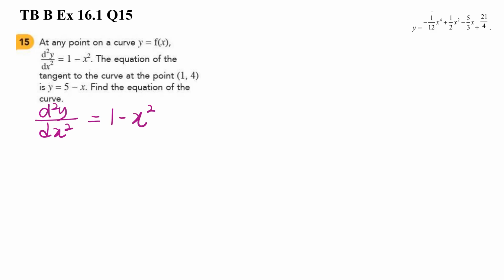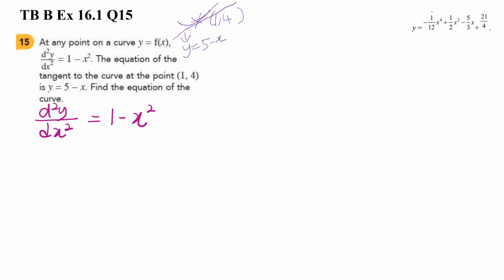All right, so you can actually start off with a diagram, just a curve. And then at this particular curve, you have a point (1, 4). And then you have a tangent. The equation of this tangent is y equals 5 minus x. So he asks to find the equation of the curve.